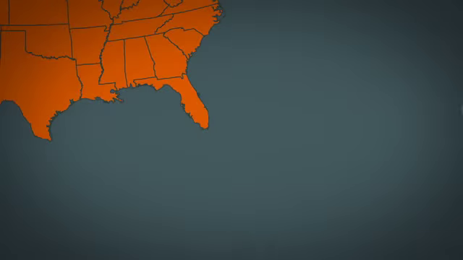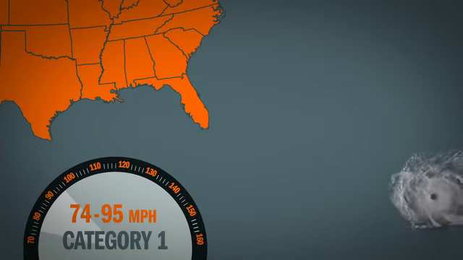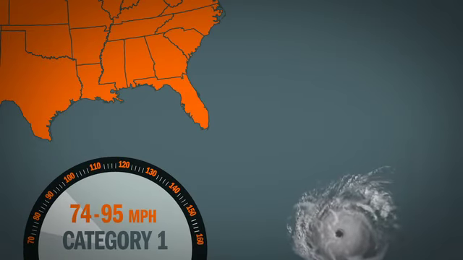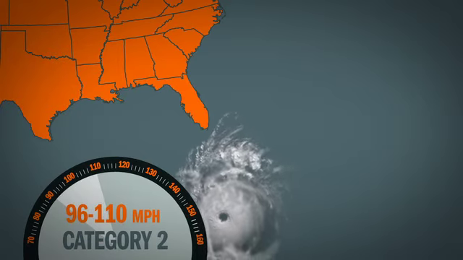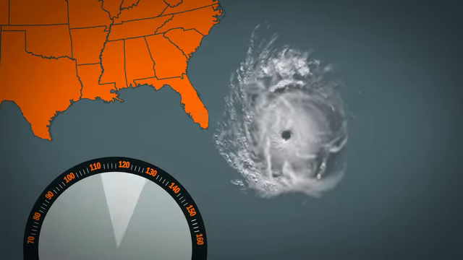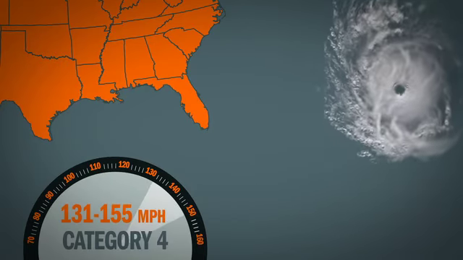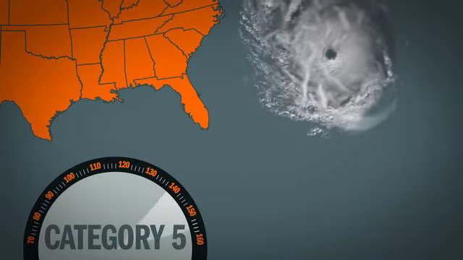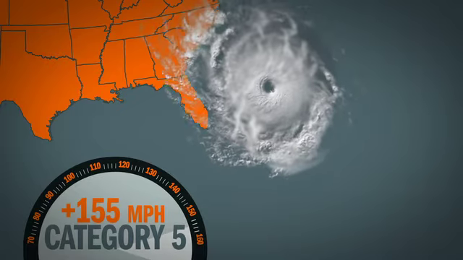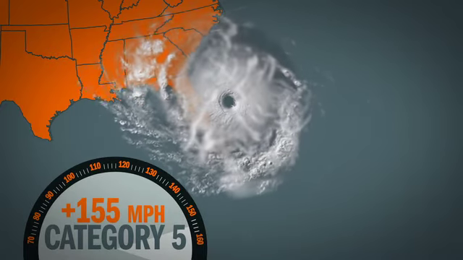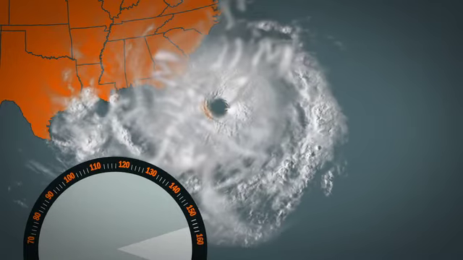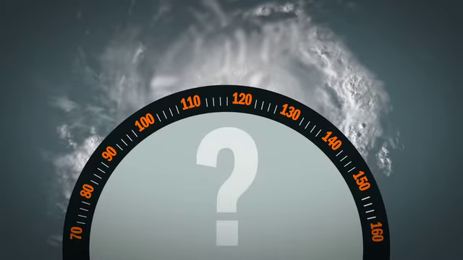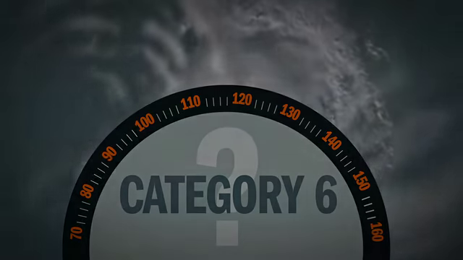The Saffir-Simpson scale determines the hurricane strength in categories. Category 1 is the weakest hurricane, with wind speeds up to 95 miles per hour. As the storm's wind speed and size increase, the category increases. The strongest storms are considered Category 5 hurricanes, with wind speeds that exceed 155 miles per hour. With recent increases to hurricane size and strength due to warming water temperatures, there has been some discussion of introducing a Category 6 storm.